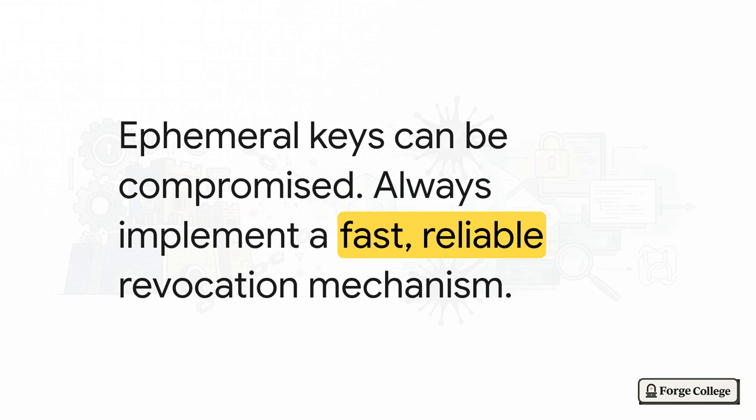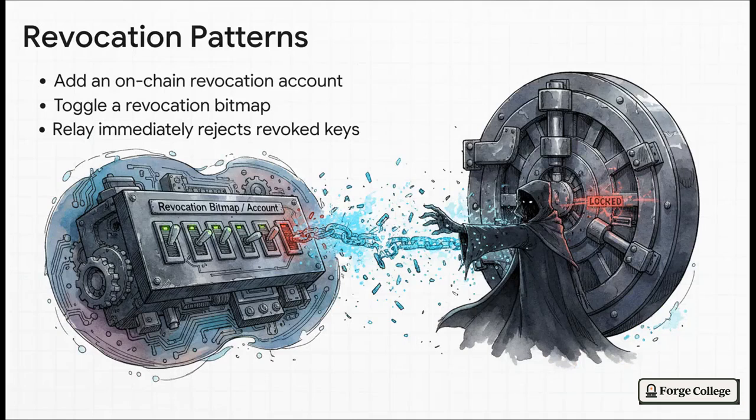That's why you must always implement a fast, reliable revocation mechanism. If that VIP wristband gets reported stolen, our bouncer needs a radio earpiece so they can be told instantly that wristband 42 is invalid, regardless of what the expiration date says. So how do we build this kill switch? Well, there are a couple of revocation patterns we can use.